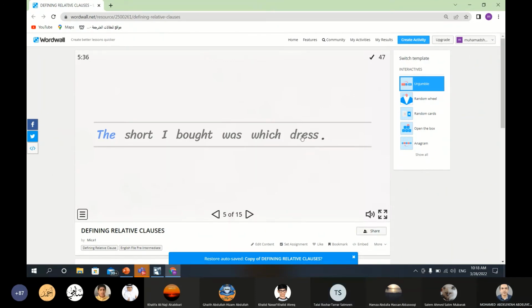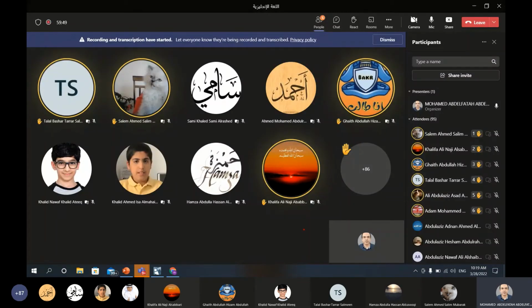The dress. Use a relative pronoun. What? The relative. Which. The dress which I bought was short. The dress which I bought was short. Bravo Talal. Let's go to Ali Abdelaziz.